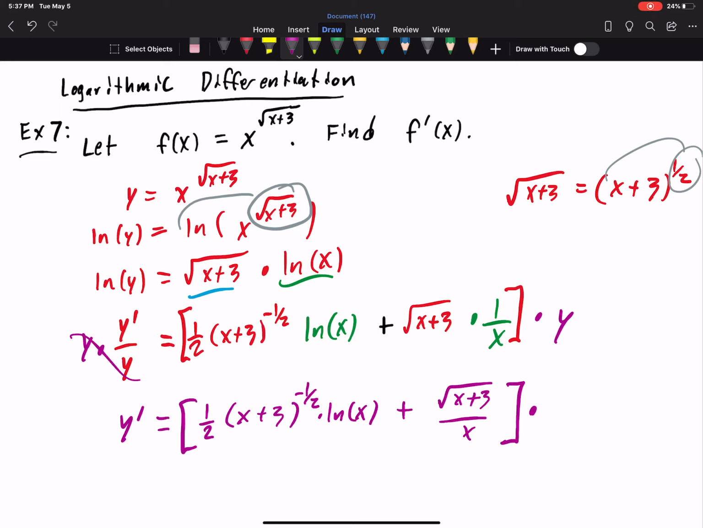But I'm going to skip a step this time. Instead of writing that y, I'm going to note that my y was equal to x to the square root of x plus 3. So that's what I'm going to plug in here. I'm going to have x to the square root of x plus 3. And we are done. Not really any way to simplify this at all, nor would I really want to. So that's it. I don't think you'd be asked to simplify something of this type. You'll usually just be asked to find the derivative, and that will be your final answer. Alrighty, so that was example 7.